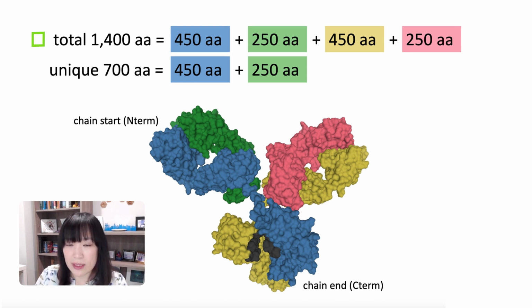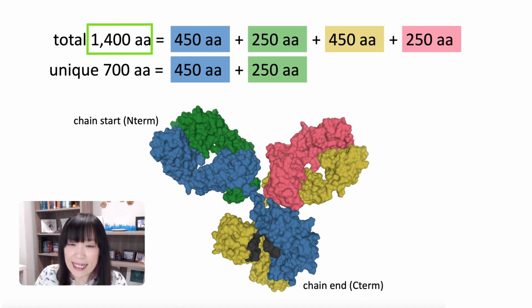In total, an antibody is about 1,400 amino acids. Each chain is made up of units called amino acids, and we can count them up to get a rough size. About 450 of those amino acids come from the longer chains, or the heavy chains, shown in blue and in yellow. And then about 250 amino acids are in each of the light chains, right here and right here. So that gives you a total of about 1,400.